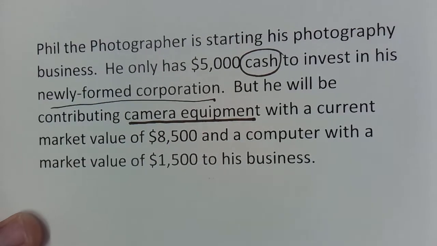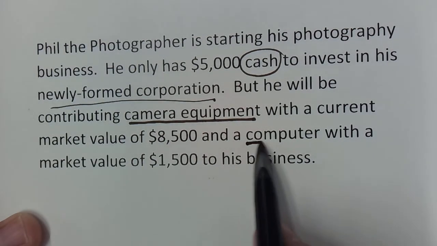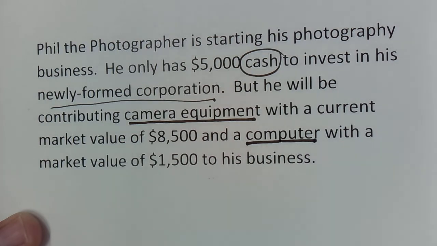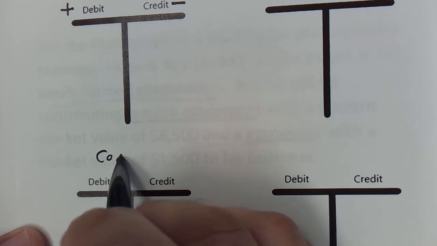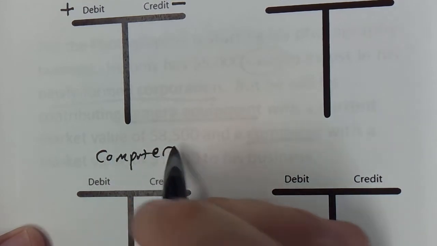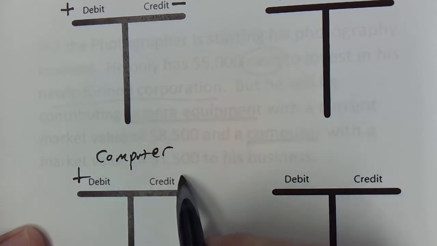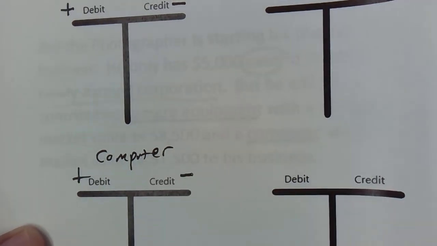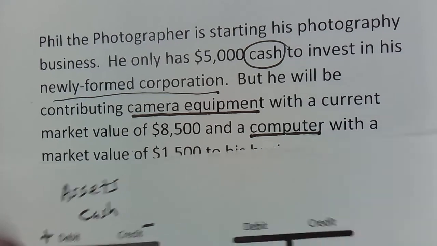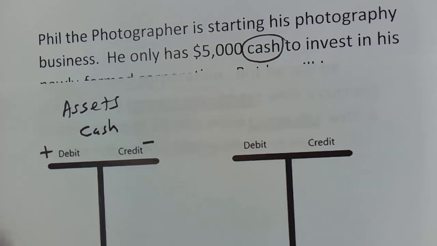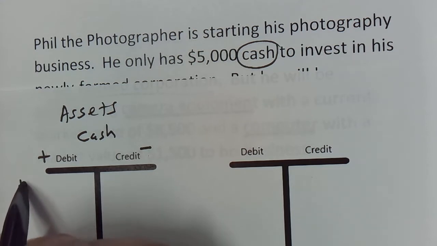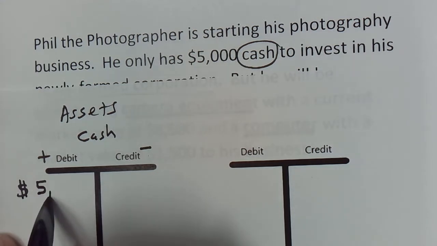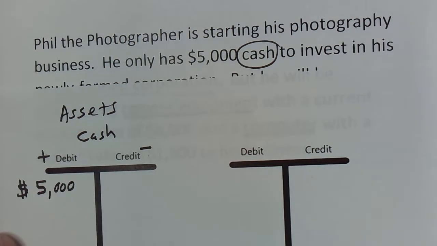And let's see if there's any other assets here. And then there's going to be a computer. Well, computer is also a type of equipment, so I'm going to make that as another entry here. And that increases with debits and decreases with credits. We'll start with the cash. It'll be just like before for the catering business. We have $5,000 cash. We're doing this from the point of view of the photography business, so it has an increase in cash in its bank account of $5,000. So I go ahead and enter that.